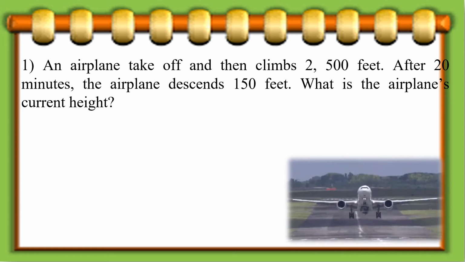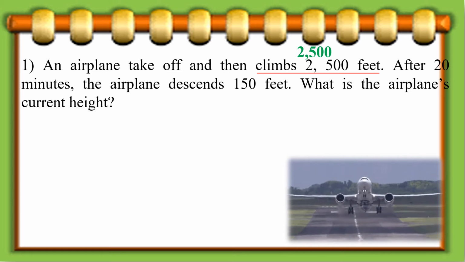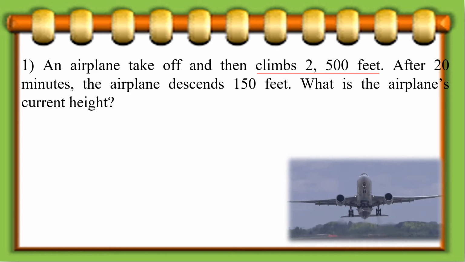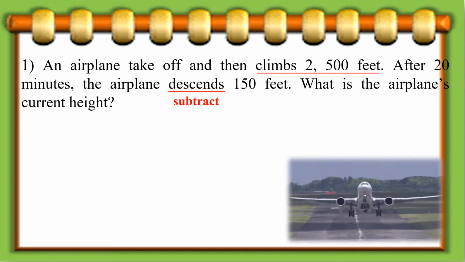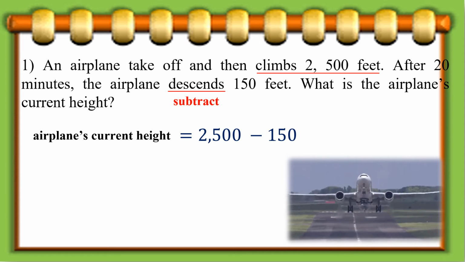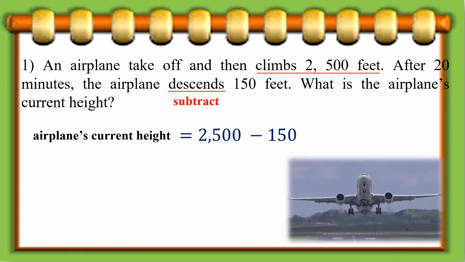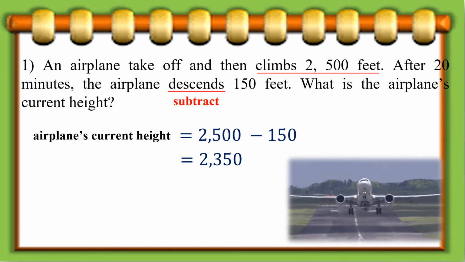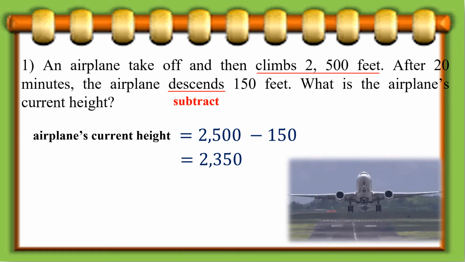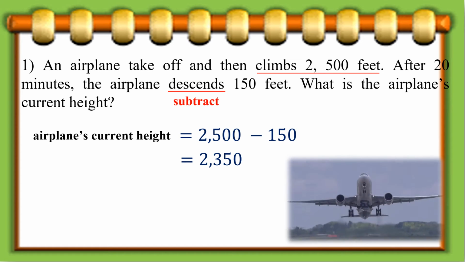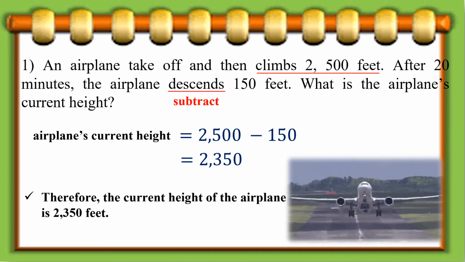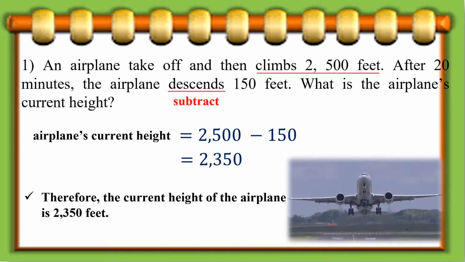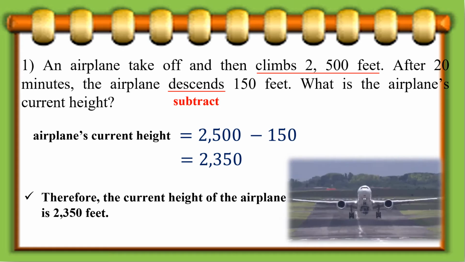Let us analyze the given. If we say climbs 2,500 feet, meaning it is positive 2,500. And then the word descends, we are going to subtract. And we have 150 feet. So to get the airplane's current height, we are going to subtract 2,500 minus 150. And what is 2,500 minus 150? Correct. It would be equal to 2,350. So therefore, the current height of the airplane is 2,350 feet.